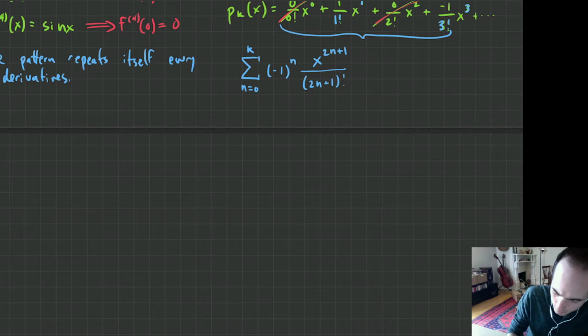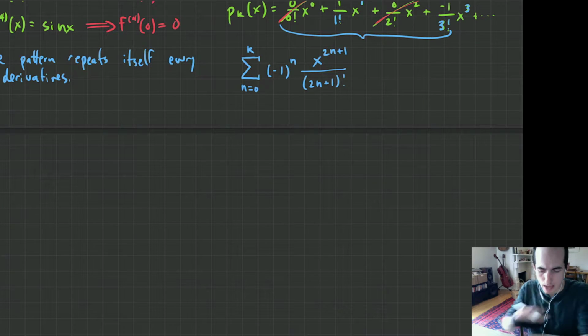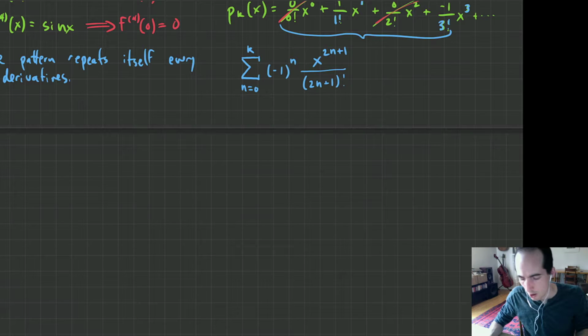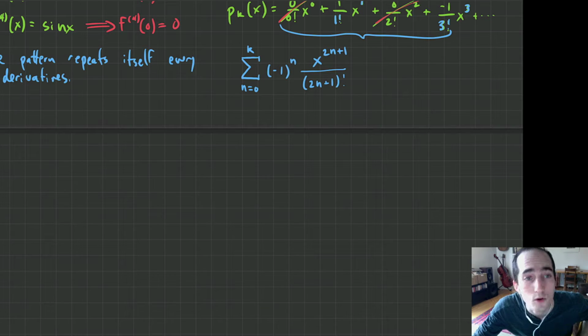Regardless of where we stop, what's interesting is that as k gets bigger and bigger and bigger, our approximation gets better and better.